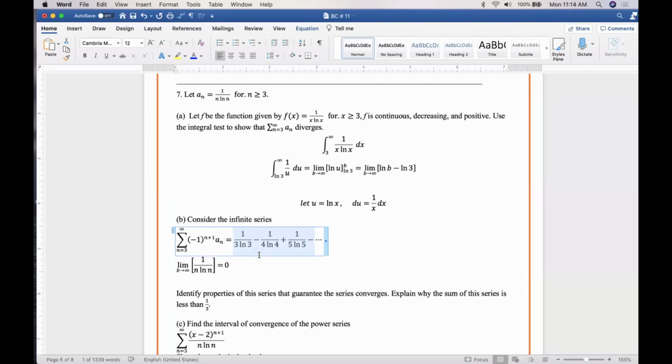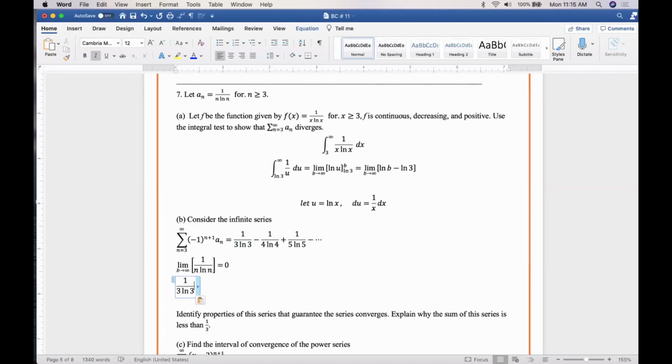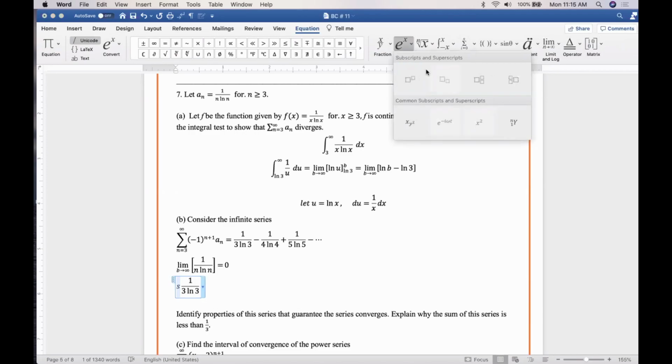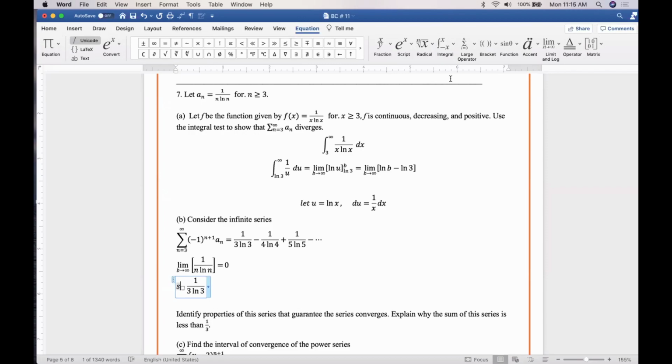What's the partial sum? You can add 1 or 2 or 3 terms, whatever you want. To make it simple for myself, I'm adding only one term. Look, am I allowed to add one term only? Yes. I'm adding one term. So the sum of one term equals this. This is the sum of one term. Is this less than 1/3?